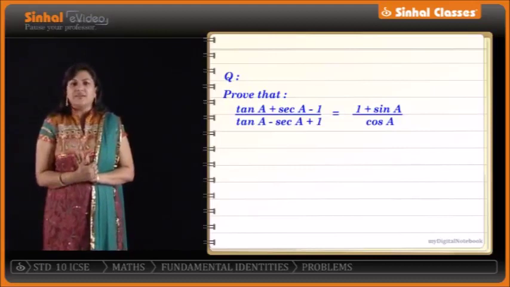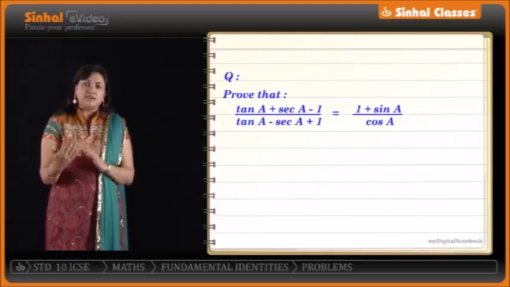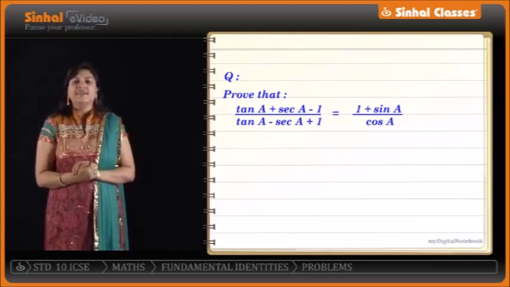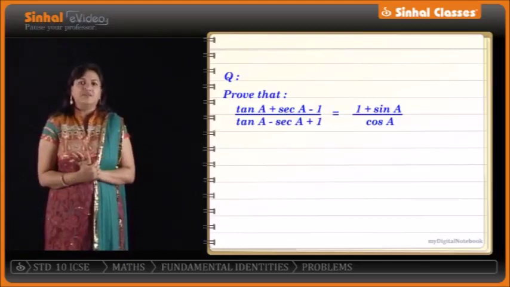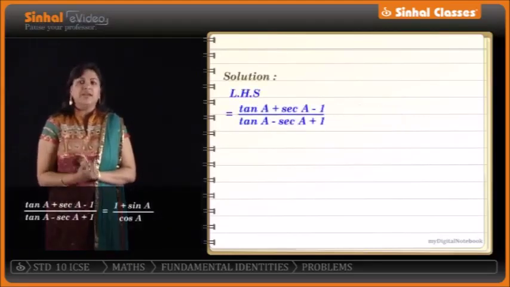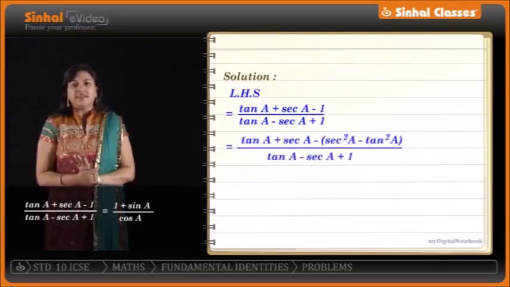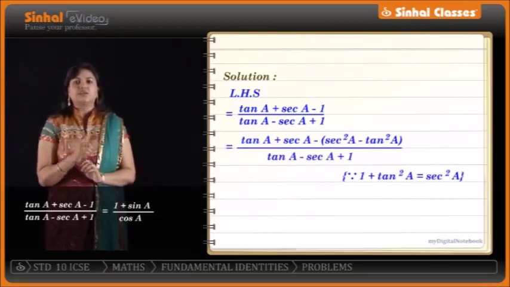Now what comes to your mind? That we must substitute tan in terms of sin and cos, and same way sec in terms of cos. But that method is not going to work very well here. In this, we need to replace 1 in the numerator as sec square A minus tan square A. This is because of the identity 1 plus tan square A is equal to sec square A. Right now, we are just substituting 1 in the numerator, denominator as it is.